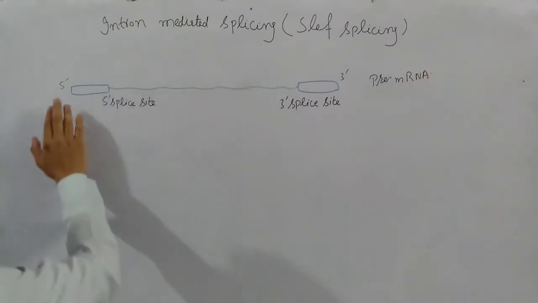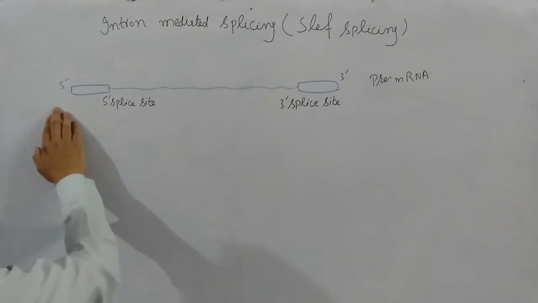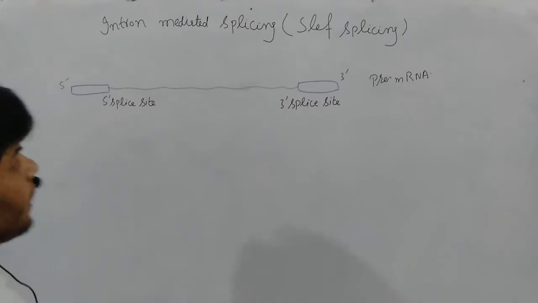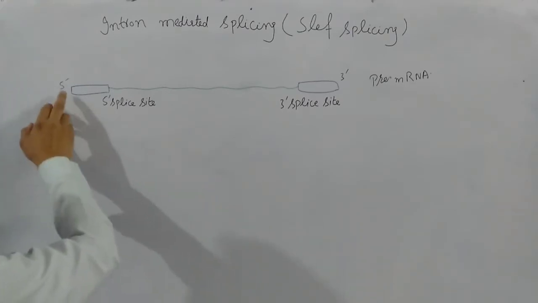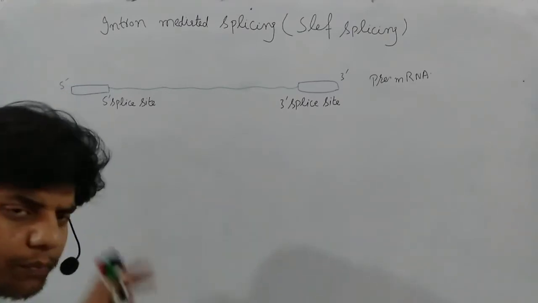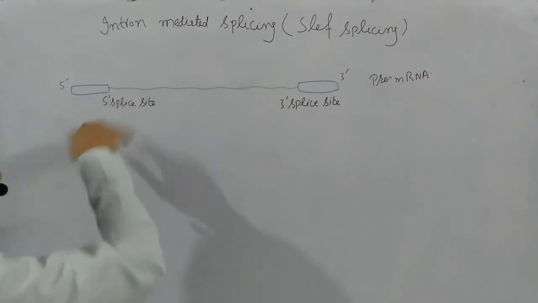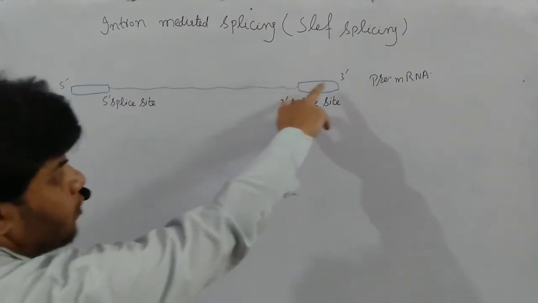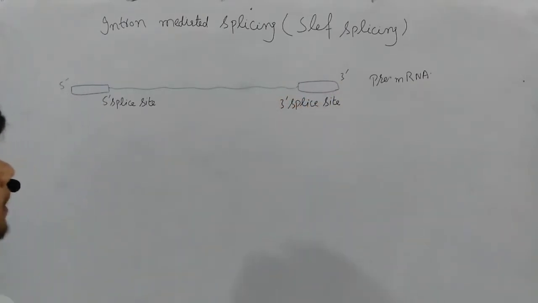Now this area is called the 5' exon, and this one is called the 3' exon. This 5' exon has a 5' phosphate group and a 3' hydroxyl group, and the other exon also has a 5' phosphate group and a 3' hydroxyl group as well.